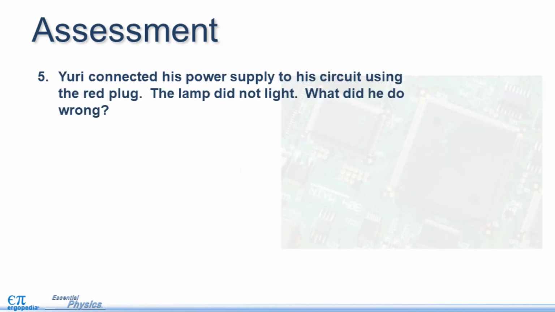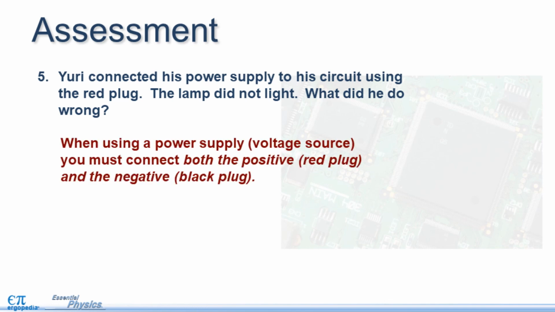Yuri connected his power supply to his circuit using the red plug. The lamp did not light. What did he do wrong? Pause the video and answer this question in your notebook. When using a power supply or a voltage source, you must connect both the positive or red plug and the negative plug, which is the black plug.